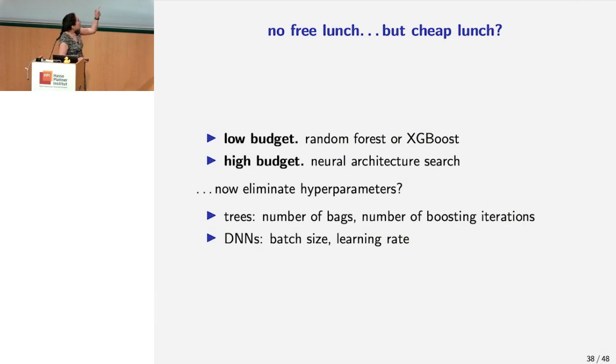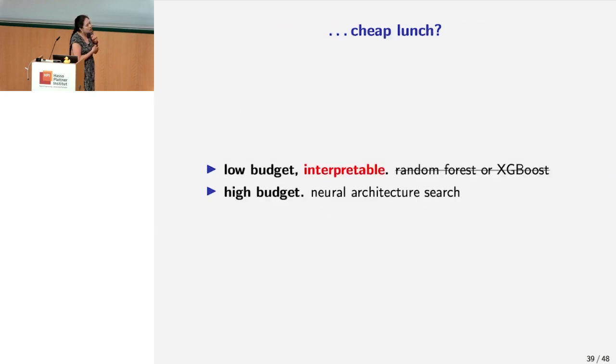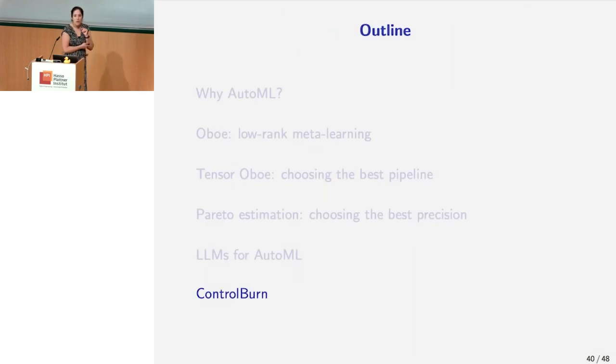Okay. So in trees, what are the main hyperparameters? It's the number of trees, which I'm writing as the number of bags, bootstrap samples of your data set, and the number of boosting iterations. In deep learning, it's the batch size and the learning rate. I have work on getting rid of the learning rate using stochastic quasi-Newton methods. I'm not going to talk about that. I do want to talk a little bit about building interpretable tree-based models where it's very easy to choose the number of bags and the number of boosting iterations. That's work that I call control burn, and I'm going to use the last 5 minutes to talk about it.